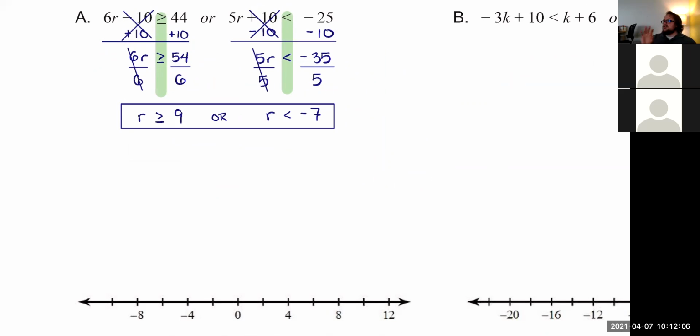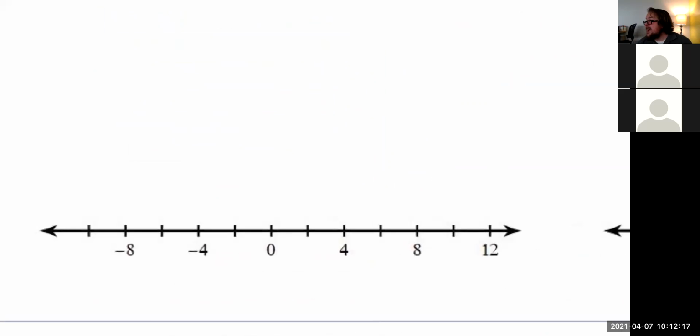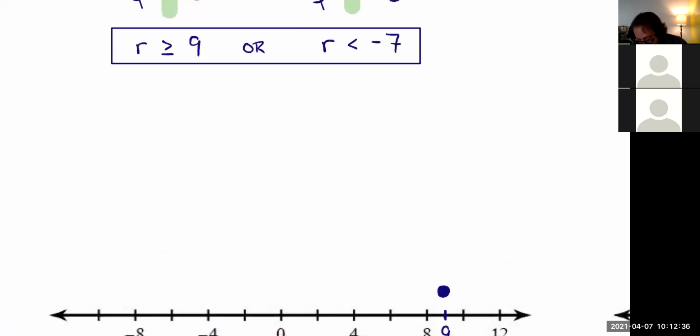How would you graph R is greater than or equal to 9? Closed circle at 9, which, silly me, I put number lines that didn't even have it labeled because this little mark here represents 10. So I need to put a little hash mark between those. That's my 9. Okay, Toby, you said closed circle. Which way are you going to go from there? Oop, greater than or equal to the right.